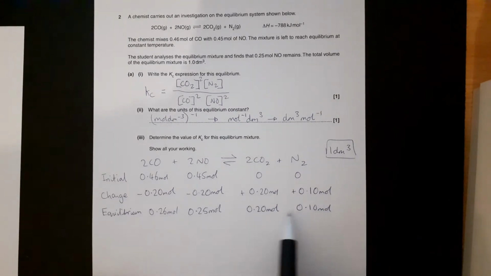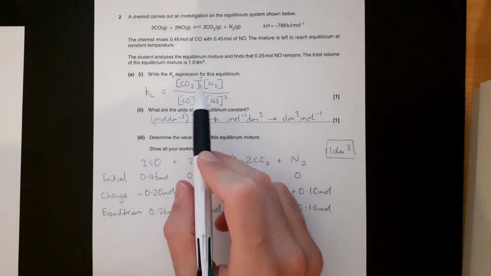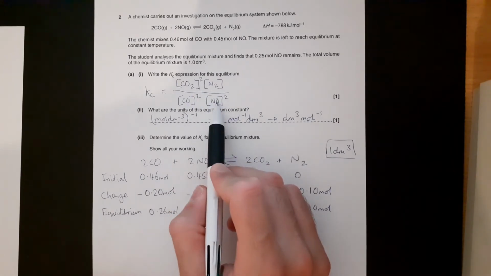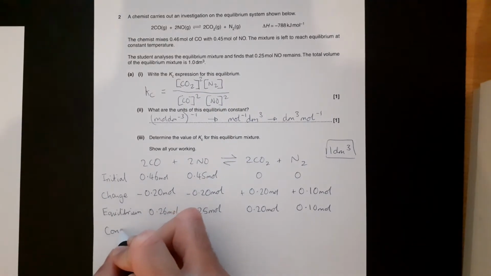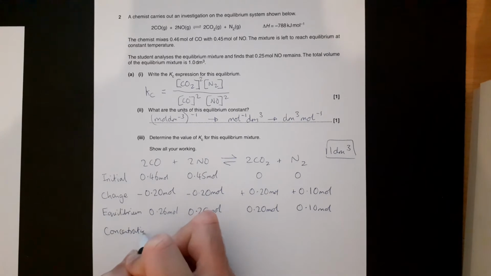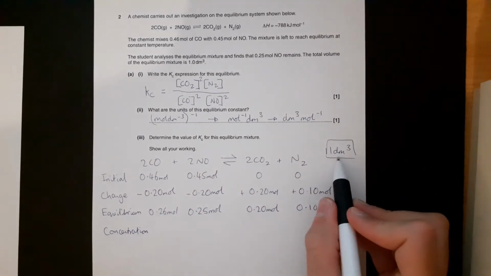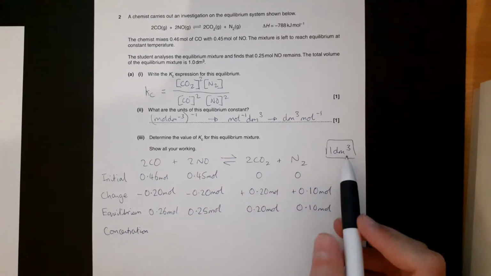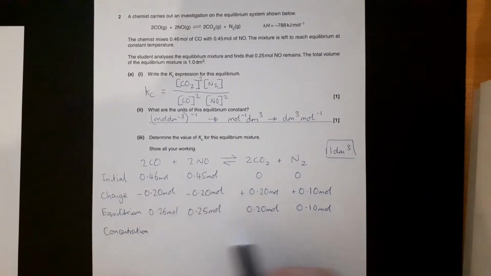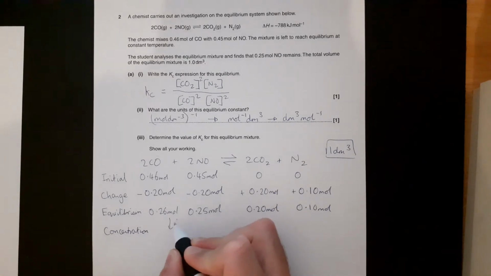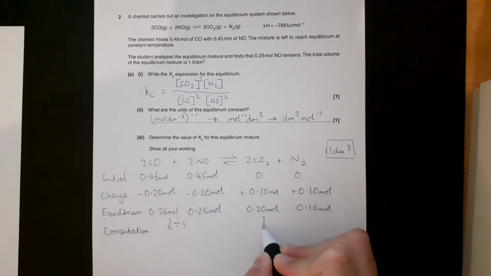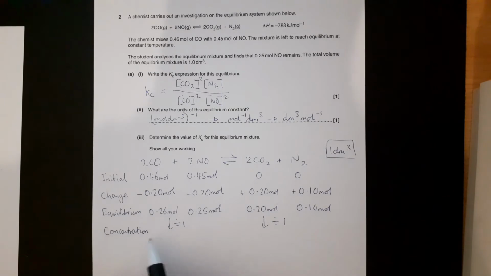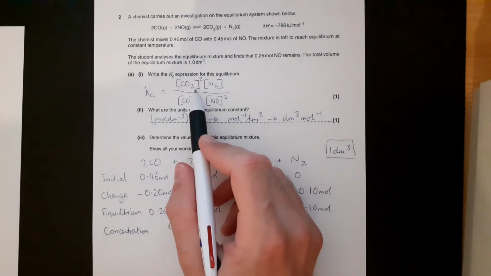Remember that we can't then take these values and put them straight in here. We need to convert them into concentrations first. So to convert to concentration, we need to do the moles divided by the volume. But in this case, the volume is 1 decimeter cubed. So we're just going to divide all these values by 1. So actually, they're going to be the same values, and we can just put these numbers straight in here.